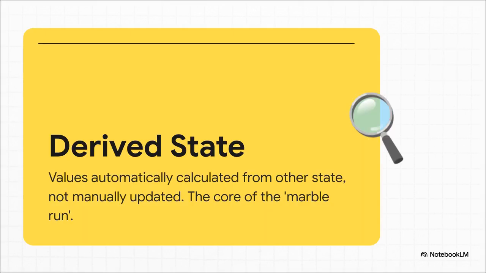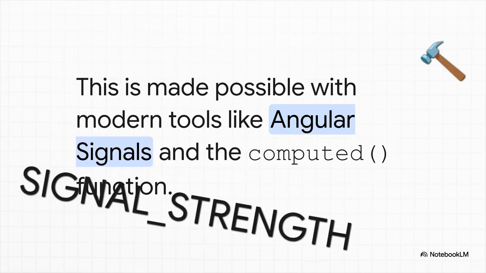This brings us right to the core concept that makes the marble run work: derived state. Instead of you manually updating a filtered list every time a search term changes, you just define that filtered list as a result of the original list and the search term. It's a formula. When the inputs change, the output updates automatically. That's the engine.